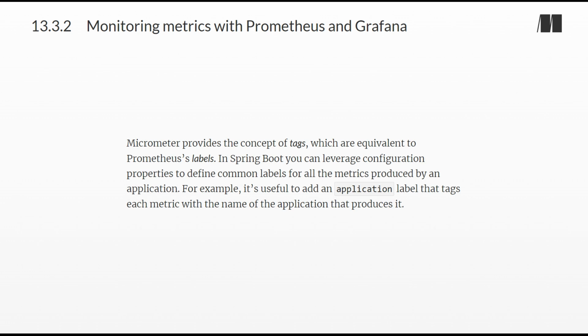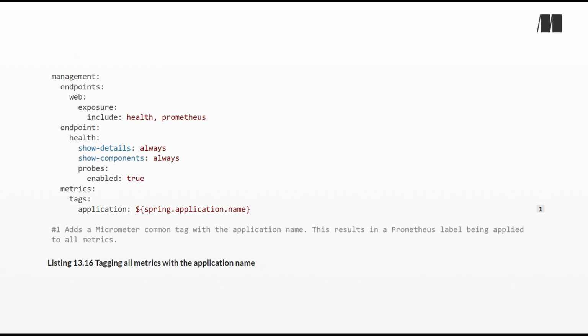For example, it's useful to add an application label that tags each metric with the name of the application that produces it. Open the Catalog Service project, go to the application.yml file and define a micrometer tag with the application's name, which will result in a label that's applied to all metrics. Since the application name is already defined in the spring.application.name property, let's reuse that instead of duplicating the value. Listing 13.16. Tagging all metrics with the application name.